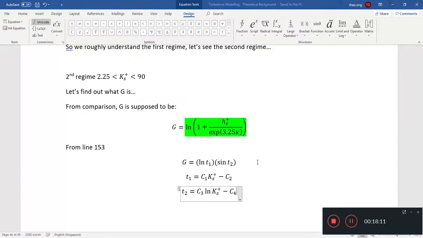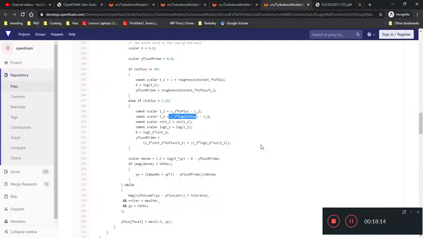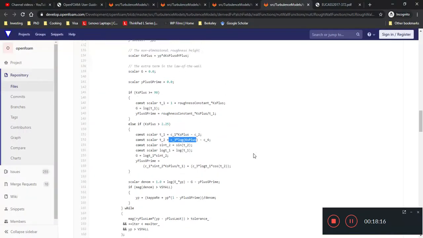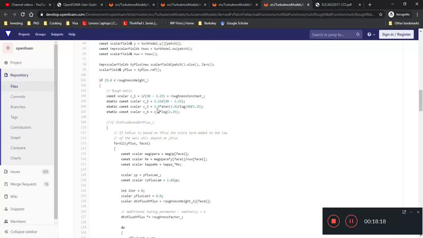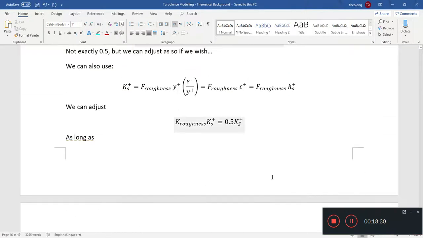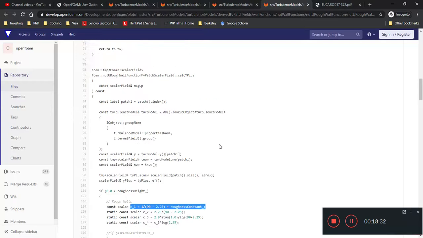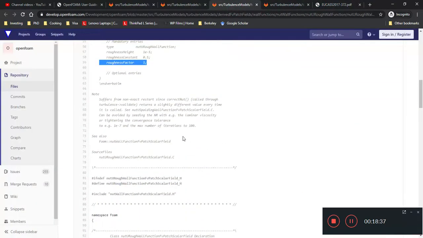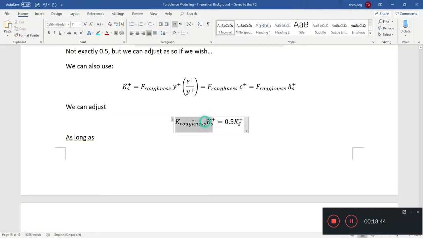So the question now becomes, what is C1, C2, C3, and C4? Let's take a look here. C1 is 1 divided by 90 minus 2.25 plus the roughness constant. What is the roughness constant? It's over here. The constant is K roughness, which is 0.5. It's not the roughness factor. It is this K.